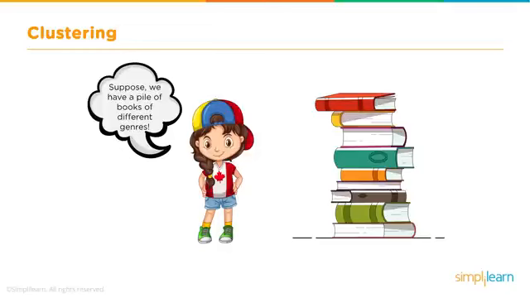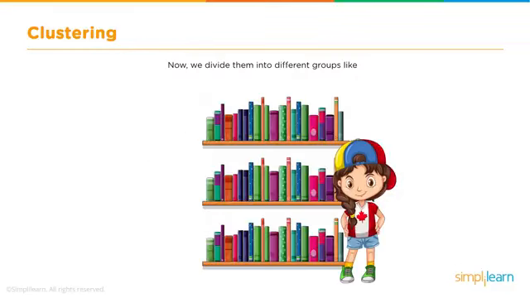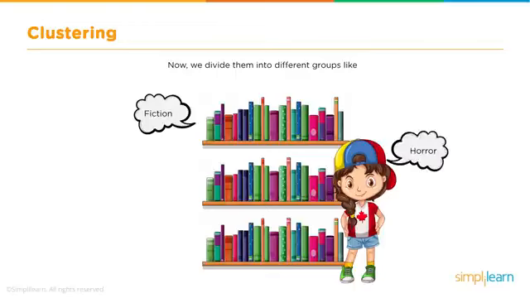Suppose we have a pile of books of different genres. Now we divide them into different groups like fiction, horror, education, and as we can see from this young lady, she definitely is into heavy horror. You can just tell by those eyes and the maple Canadian leaf on her shirt. But we have fiction, horror, and education, and we want to go ahead and divide our books up.